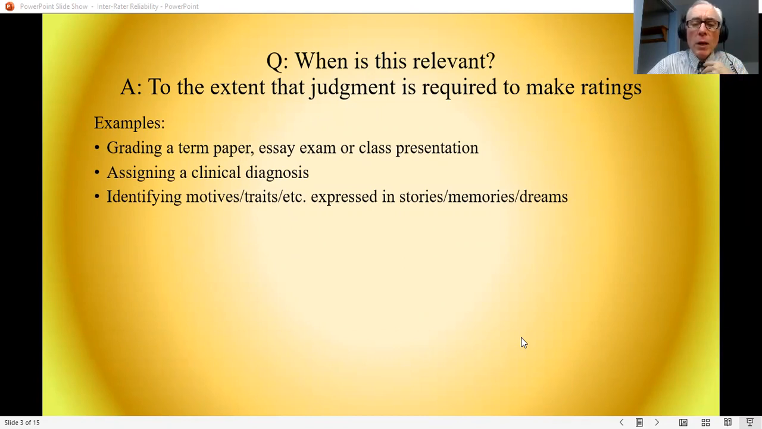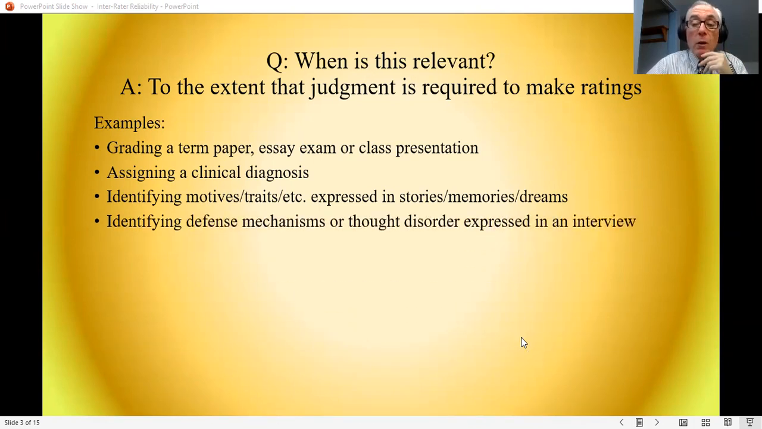or personality traits or interests in people's stories, their memories they tell you from childhood, the dreams they recount from last night. It's relevant when, again, as a clinician or researcher, you're looking to identify defense mechanisms that people are deploying in stressful points in an interview, or the degree to which their thinking is disordered in characteristically, say, schizophrenic or manic ways. It's relevant when you're evaluating a business proposal or a grant proposal.